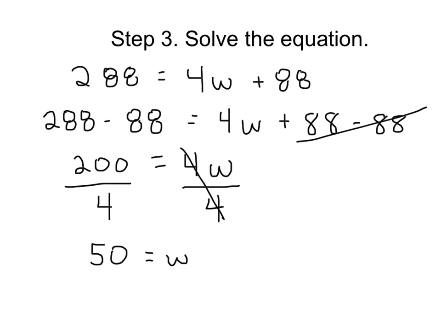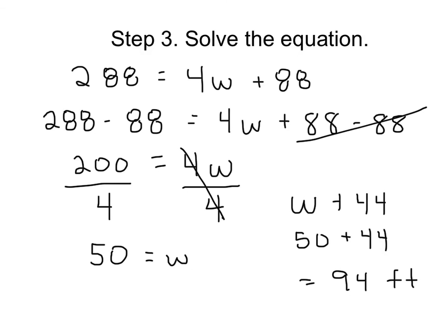If the length of the court is 44 feet longer than the width, then we know that the length is W plus 44. W plus 44, 50 plus 44 would be 94 feet.